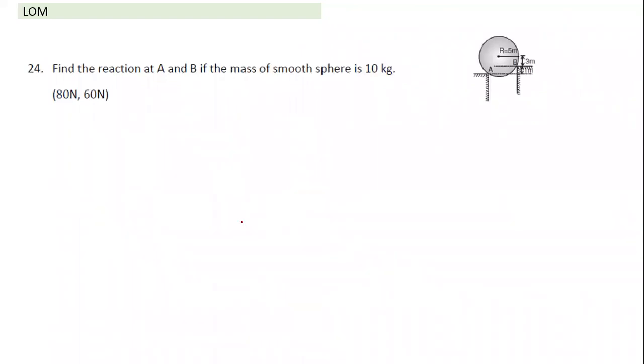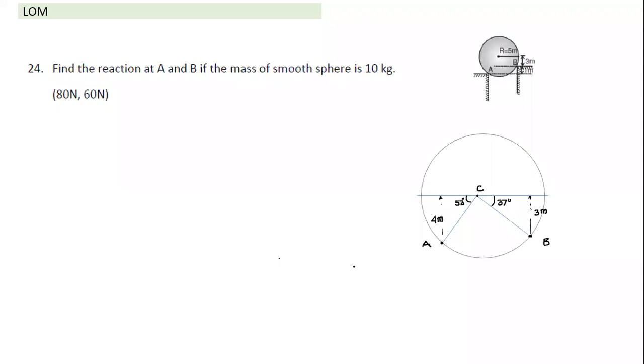Okay, now coming to this question. This is point of contact B here, and this point of contact is A here. If I'm looking at this sphere, this height from here is 3 meter. If this is 3 meter, this angle has to be 37 degree, and this one is 4 meter. That's what the figure says. And this is 5 meter radius given. So this angle has to be 53 degree.